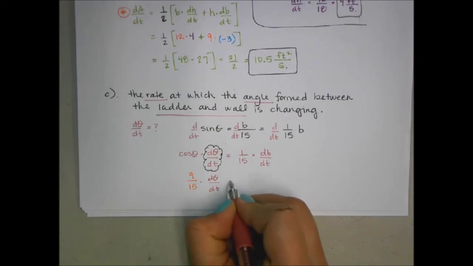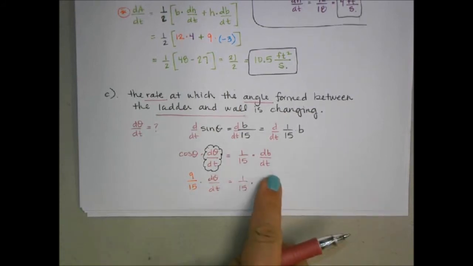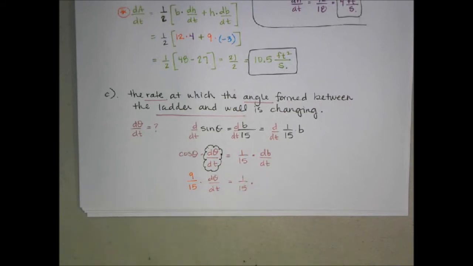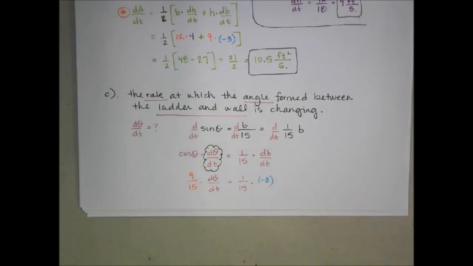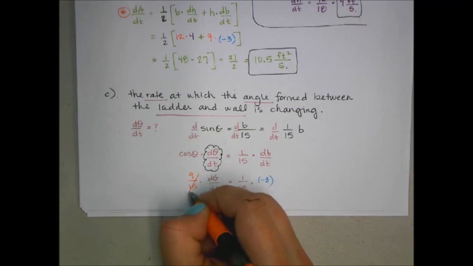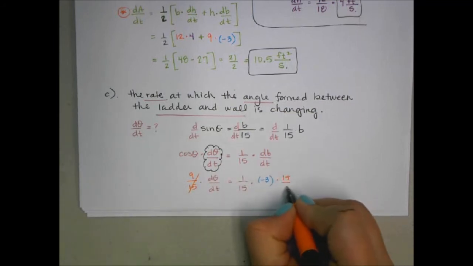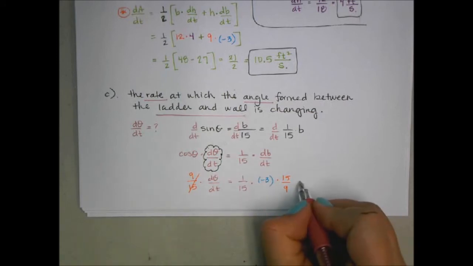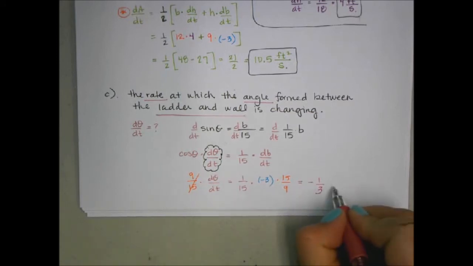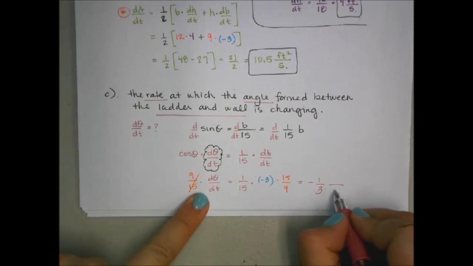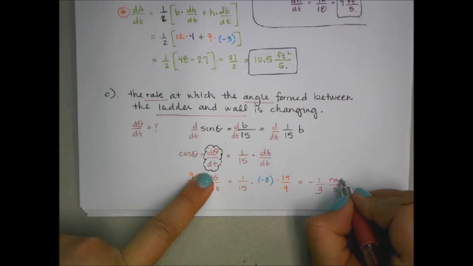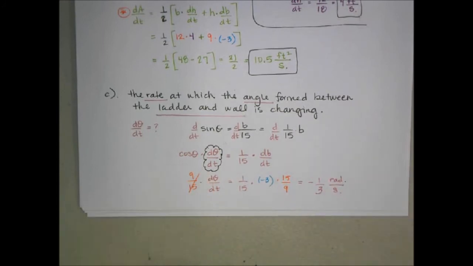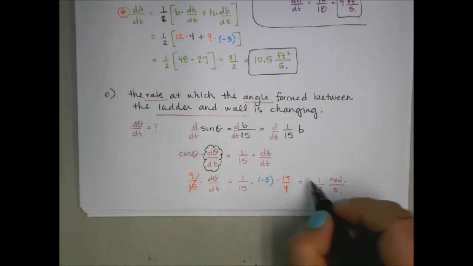is equal to 1/15 times the given dB dt, which was -3. We're just going to solve by simplifying this, so I'll multiply across by 15 over 9, and this will simplify to -1/3. It's a rate of change over time, so something per second again. On top, it's theta. Theta is an angle, and angles are measured in radians, not feet. So this is radians per second, a bit of a different unit here: -1/3 radians per second.